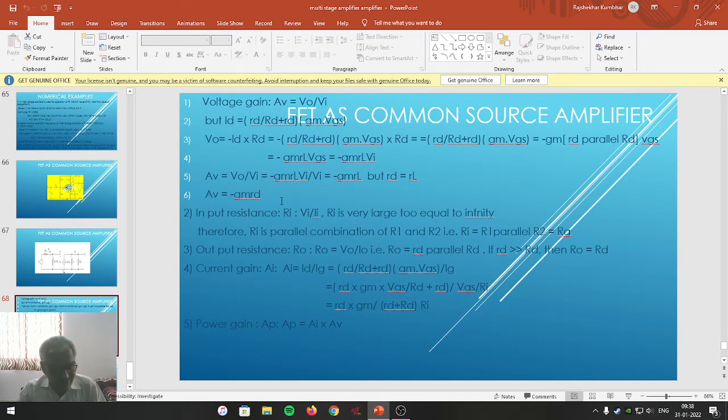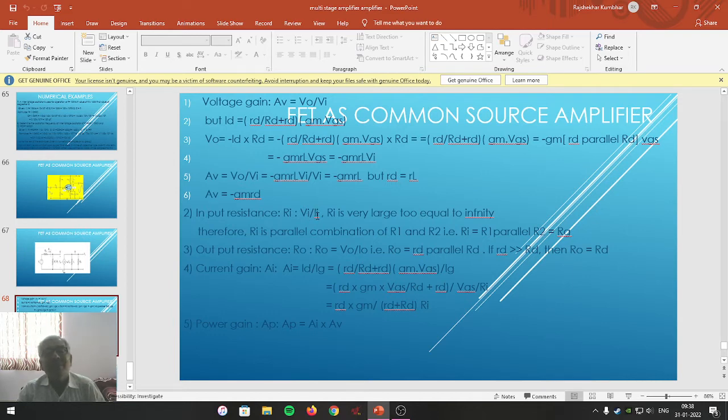Let me proceed to calculate another parameter of the FET as a common source amplifier, that is input resistance. By the definition of resistance, the input resistance of the FET as a common source amplifier is the ratio of input voltage upon input current. By that definition, we can write input resistance Ri equal to Vi upon Ii, where Vi is the input voltage to be amplified and Ii is the input current that flows.